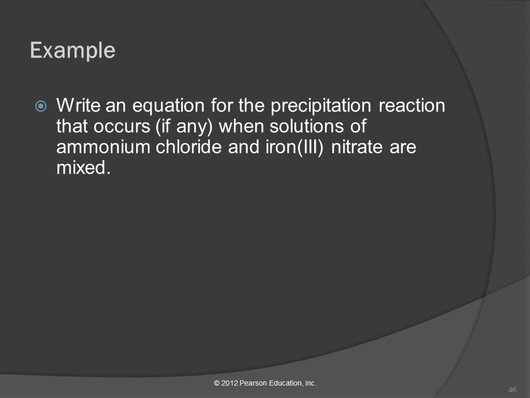Okay, let's do another one. Write an equation for the precipitation reaction that occurs, if any, when solutions of ammonium chloride and iron 3 nitrate are mixed.